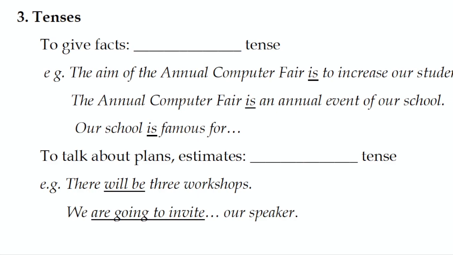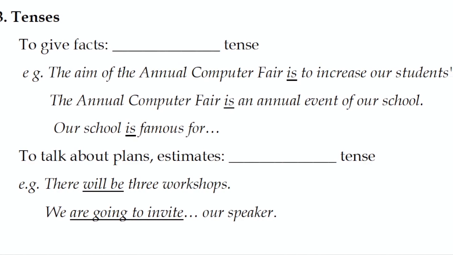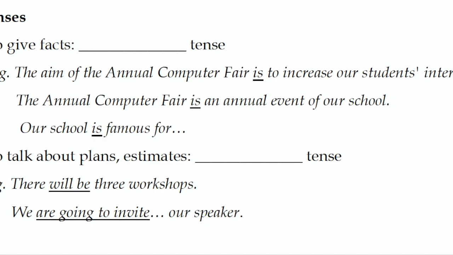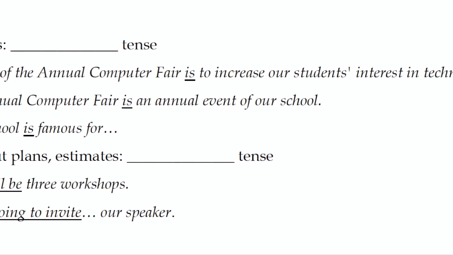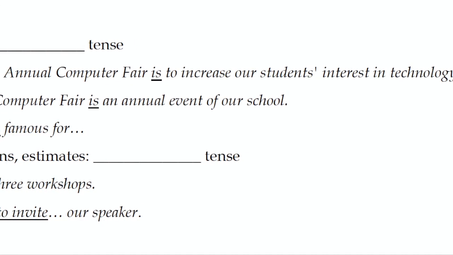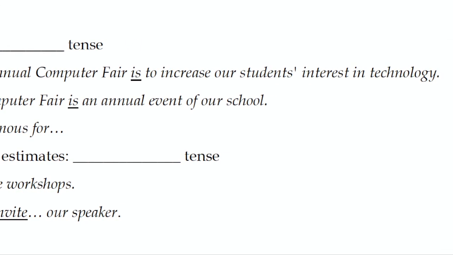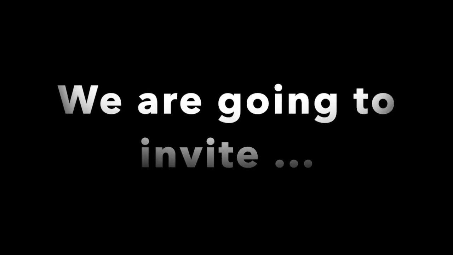In terms of tenses, to give facts, the present tense works the best. Example: the aim of the annual computer fair is to increase our students' interest in technology. The annual computer fair is an annual event of our school. Our school is famous for, etc. To talk about plans or estimates, the future tense is most appropriate. Example: there will be 3 workshops. We are going to invite so-and-so as our speaker.